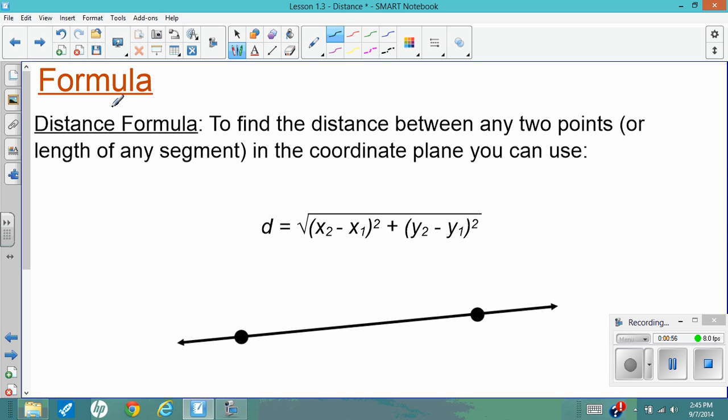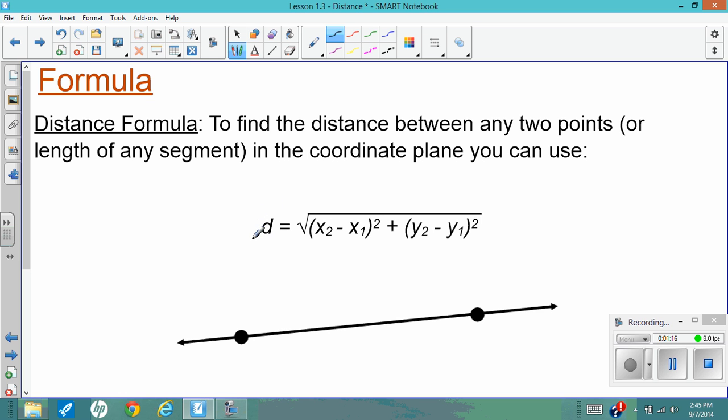So now to talk about distance, we're going to talk about a formula. Distance is how far two things are apart. We're going to talk about the distance between points. We'll also talk about the length of segments. Distance and length are the same, so we can use the distance formula to find a length as well as a distance. We're going to use this formula down here.